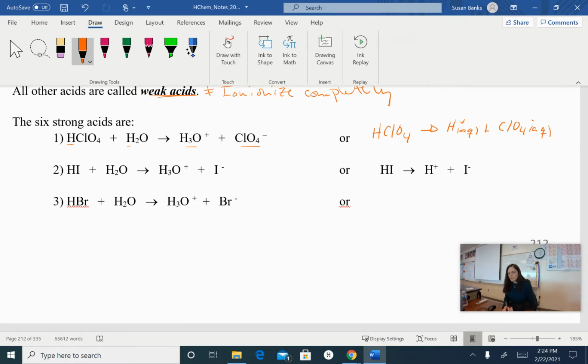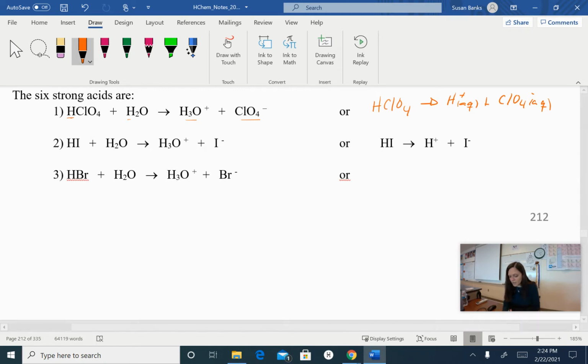Okay? Because we know that water's there, we don't really need to write the water in. Okay? We have hydroiodic acid. Once again, the hydrogen joins the water to make the hydronium, and then we get the iodide ion. The simplified version, we would just draw the hydrogen and the iodine ionizing into hydrogen and iodide.